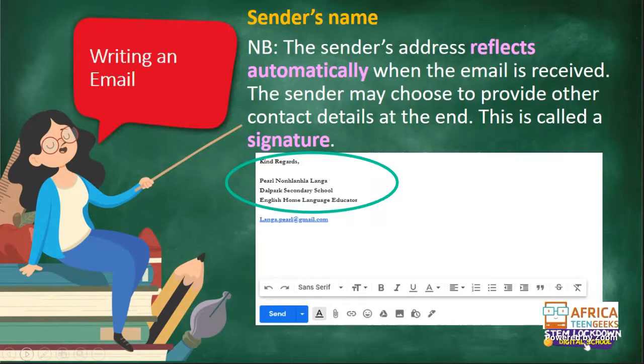I have kind regards, comma, Pearl Nontlantlanga, Dal Park Secondary School is where I work, English home language educator is what I do. Then I put my email address again below that signature. And usually some people would give their numbers out again, so that if you want to contact them directly, you would have their number at the bottom as part of the signature. Does it make sense?